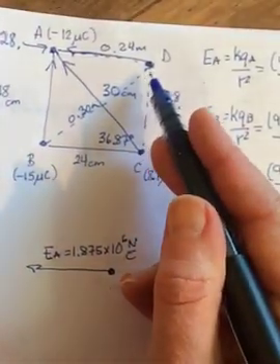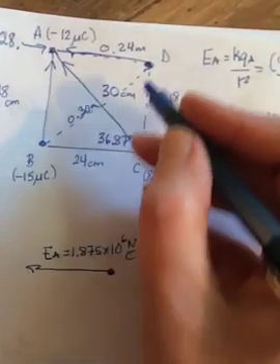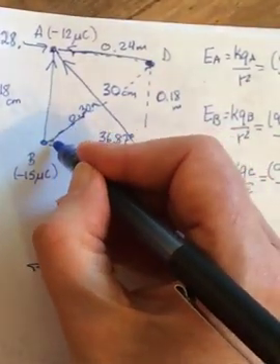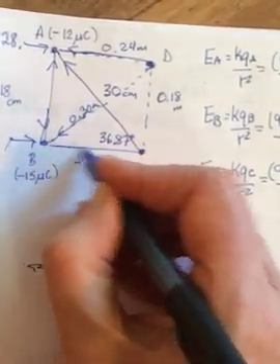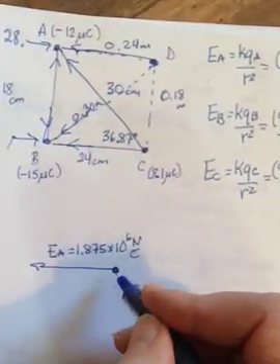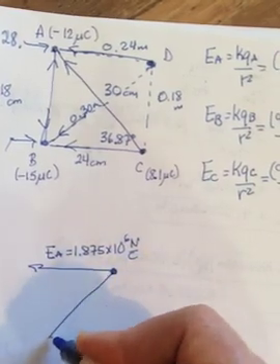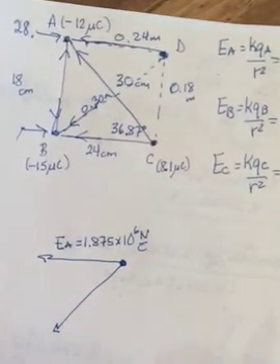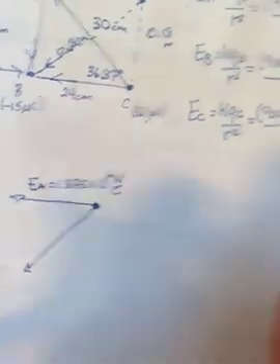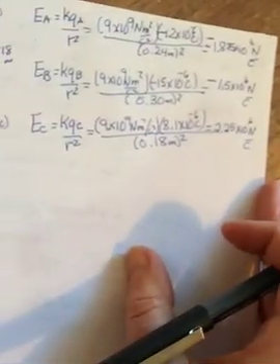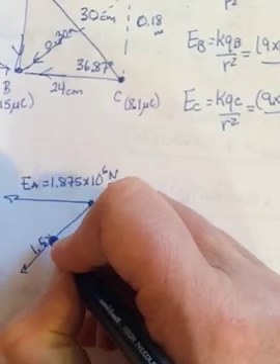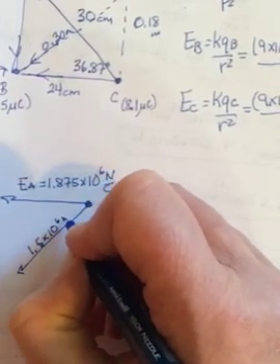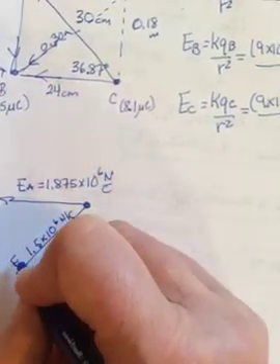B is also negative, which means the field lines are going into B. So all the field lines around B are going inward. And so the field line that's passing through D to C is going down like this. And it is 1.5 times 10 to the 6 newtons per coulomb, and that's EB.